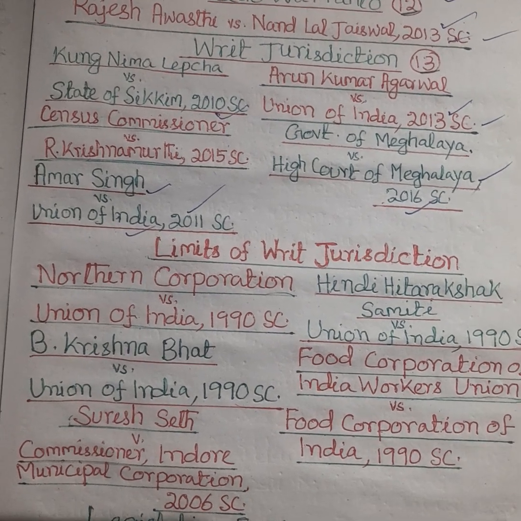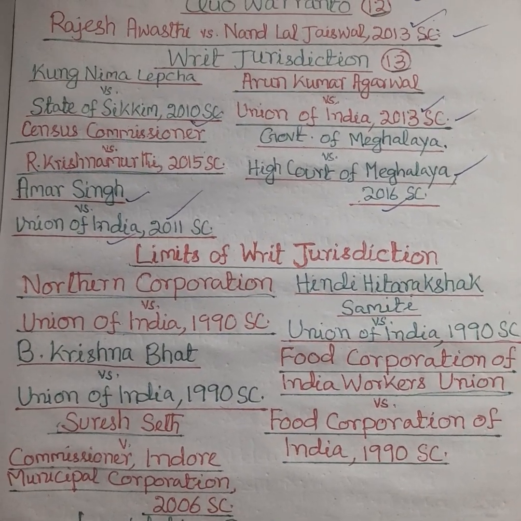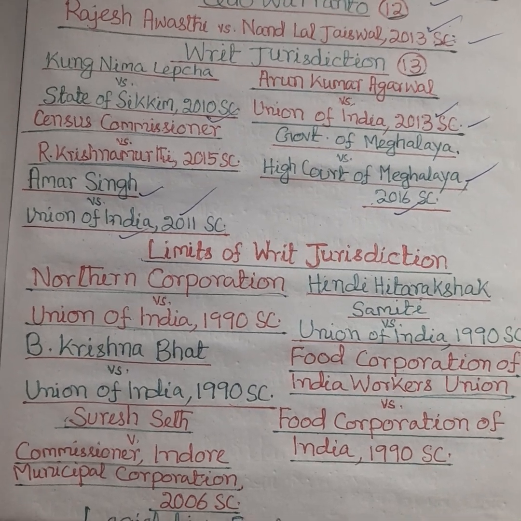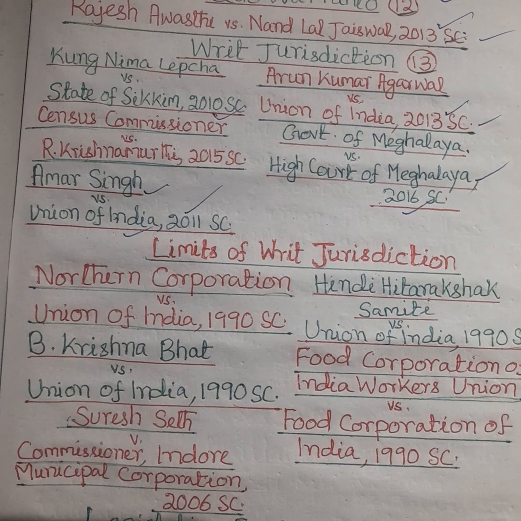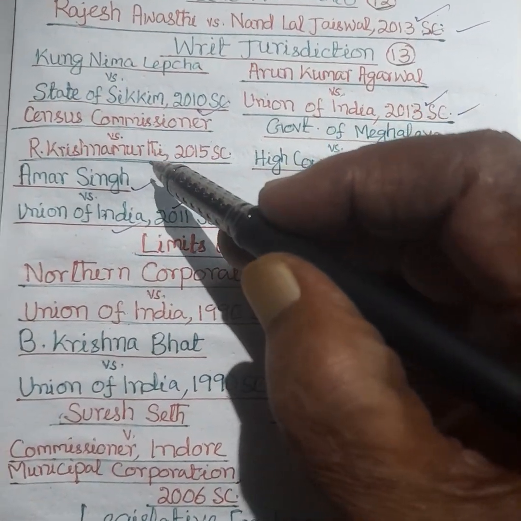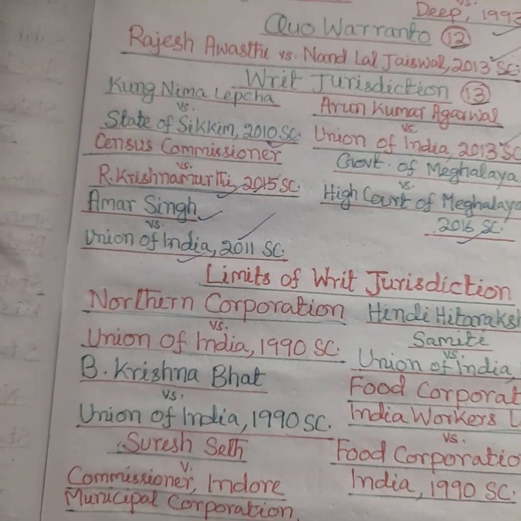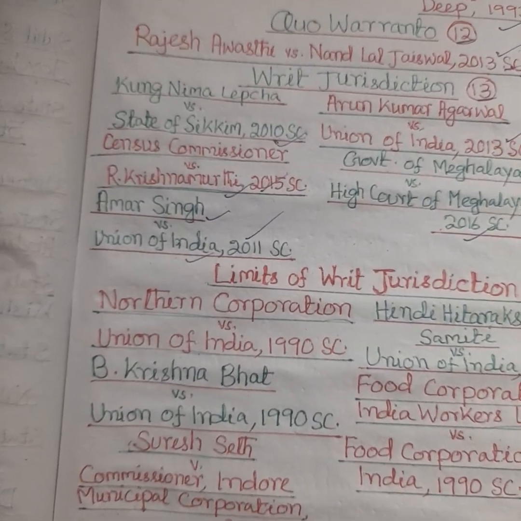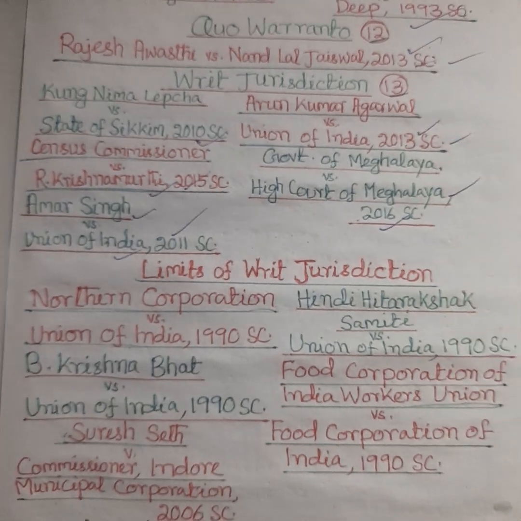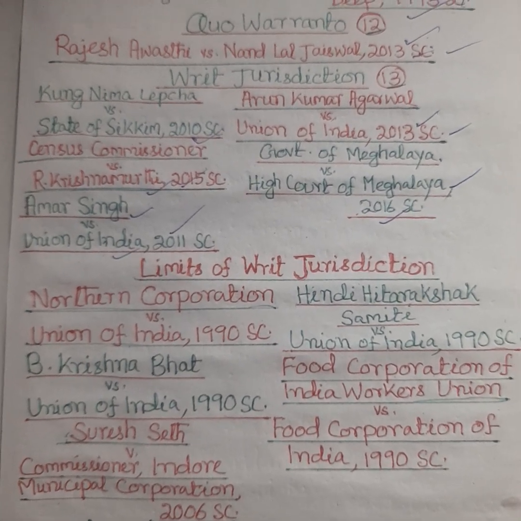And now we'll go to another important leading case, and that is Census Commissioner versus R. Krishnamurti. In regards to that, we'll discuss the observation made in this regard. In Census Commissioner versus R. Krishnamurti in 2015, the Supreme Court observed that there must be a clear breach of fundamental right, not involving disputed questions of fact, in regards to the issuance of a writ petition.